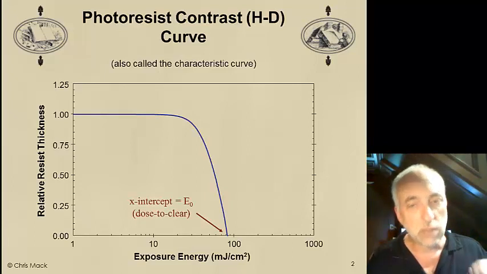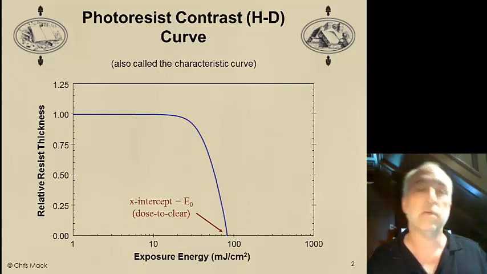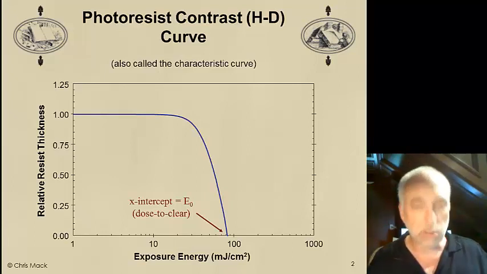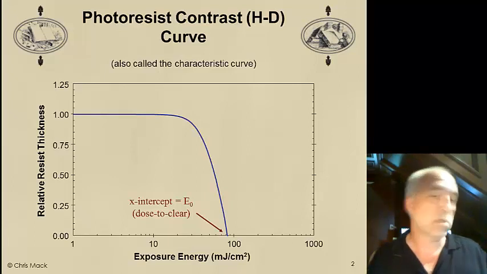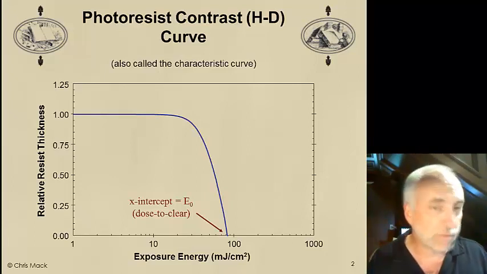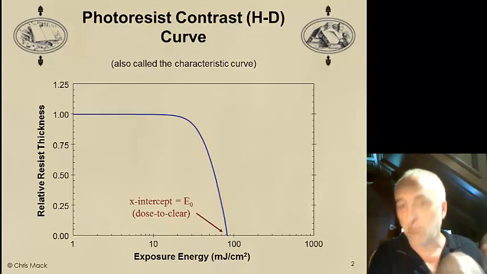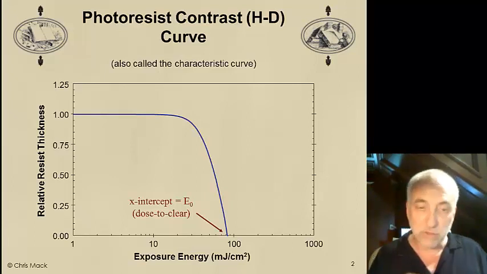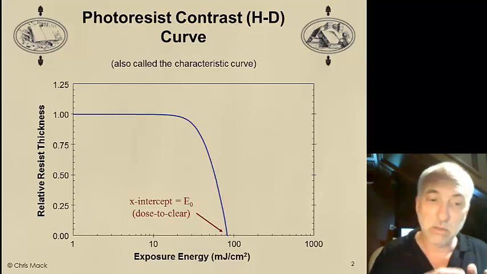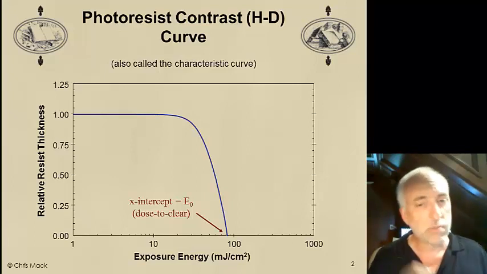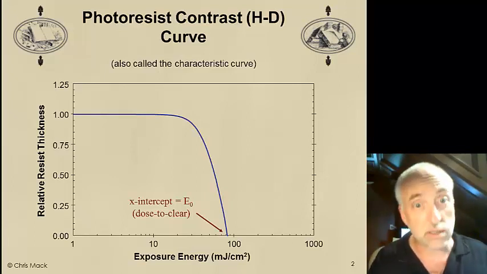The x-intercept of this curve is called E0, or the dose to clear, or the clearing dose. This is an important parameter to know. It has something to do with the sensitivity of the photoresist. This is the smallest amount of energy you can give the photoresist and get it to wash away in the clear areas. It's not the dose to size, the dose that gives you the feature size that you are trying to achieve. That dose to size is always higher than E0, but it still tells you something about how sensitive your photoresist is.